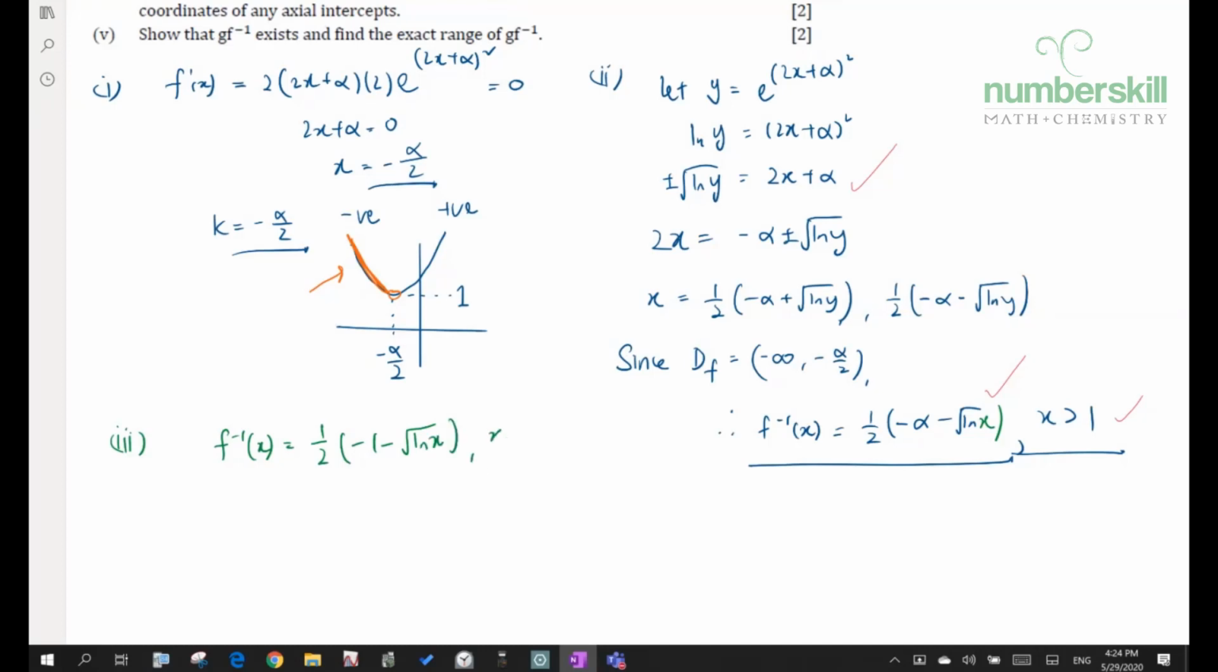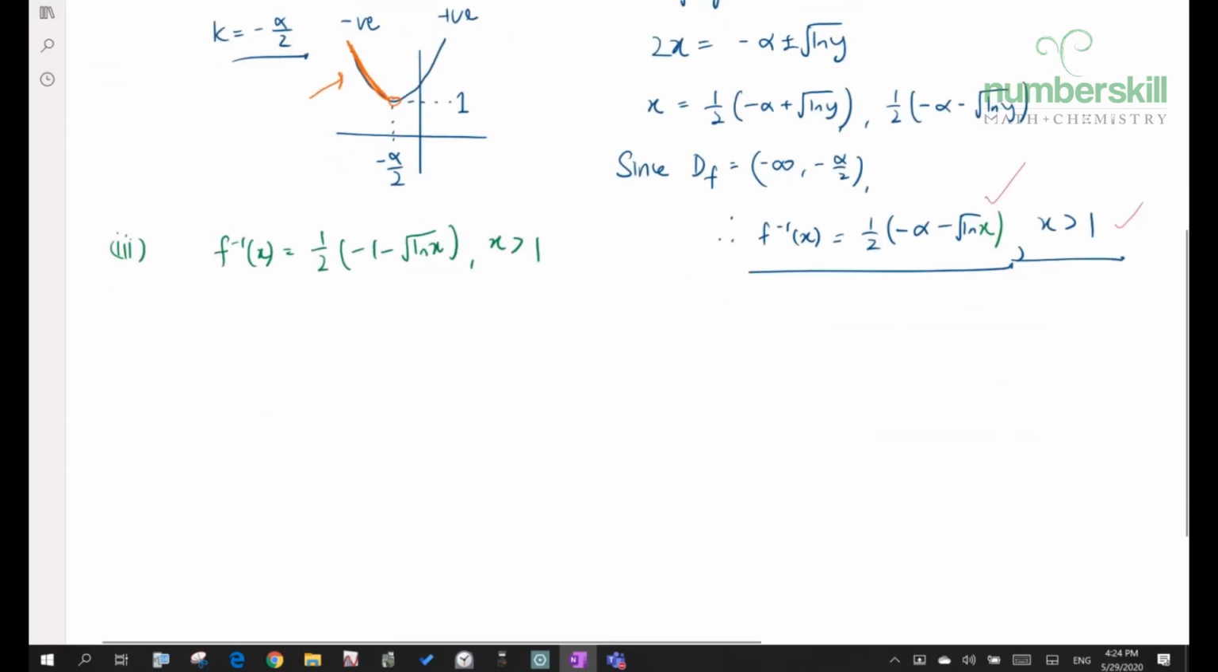Okay, and x more than 1. So this is literally how your f inverse should look. Of course, you should just go to your GC, punch it in, and then you get the graph. It's not difficult to get it from the GC. I'm not going to show you how I punch it into the GC. You probably will get quite a nice looking thing over here.